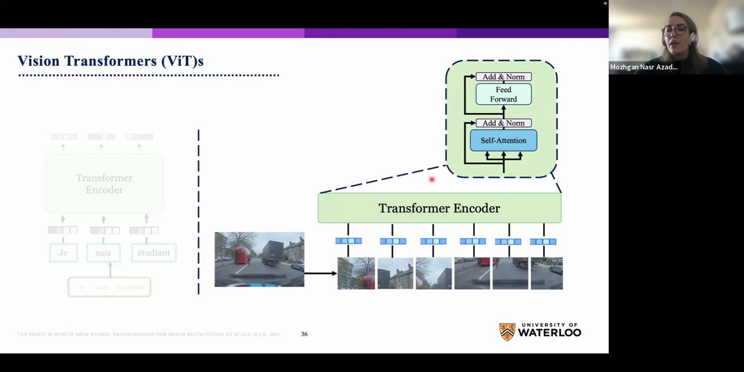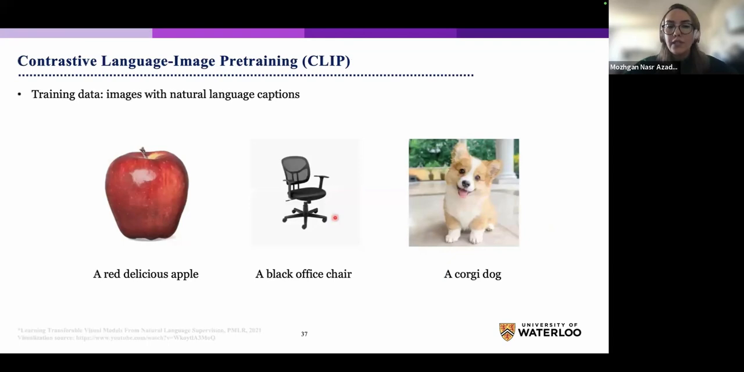And we stack up these transformer blocks on top of each other to get a higher representation. That is how vision transformers are working. But then you may ask, so what is the language part? So then in 2021, OpenAI introduced the model CLIP, which stands for Contrastive Language Image Pre-training.